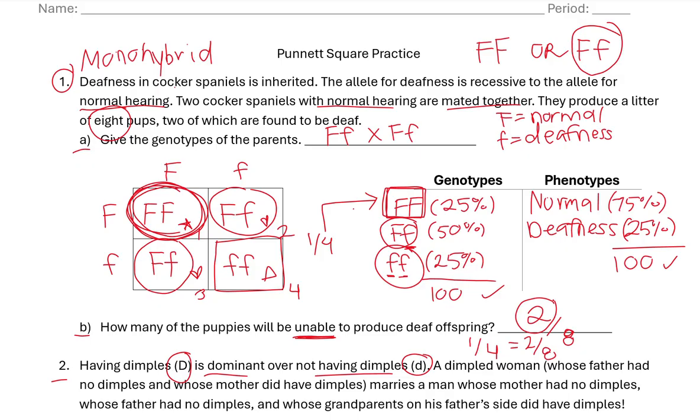That concludes our monohybrid practice problem. Feel free to work out the rest of the monohybrid crosses on this Punnett Square practice, and then I will post the dihybrid cross momentarily.